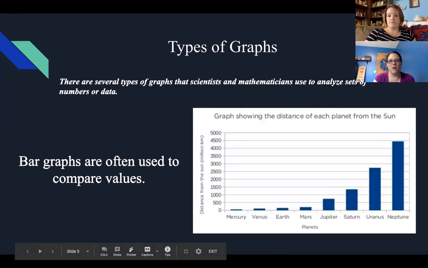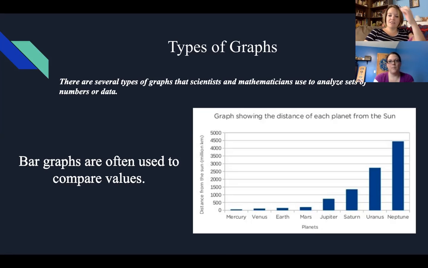All right, Mrs. Sparks is going to do a lesson now on graphs. All right, guys, there's different types of graphs, and we haven't touched a lot on those in math class, but I know Ms. Bramer has a little bit in science. So there are several types of graphs that scientists and mathematicians use to analyze different sets of data and numbers. So this graph on this slide is a bar graph. And bar graphs are often used to compare values.